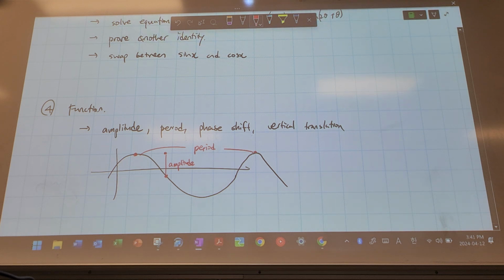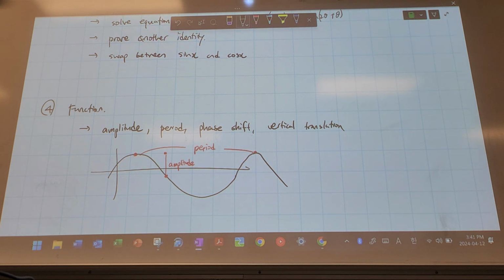Phase shift is found by finding where it would have been if there was no phase shift, and measuring the distance. And the vertical translation is where my midline is, like, is it going upwards or downwards? What is the phase shift again? Phase shift, horizontal translation. It's just called phase shift. And when you write the thing down, horizontal translation is the one that you think is the opposite.